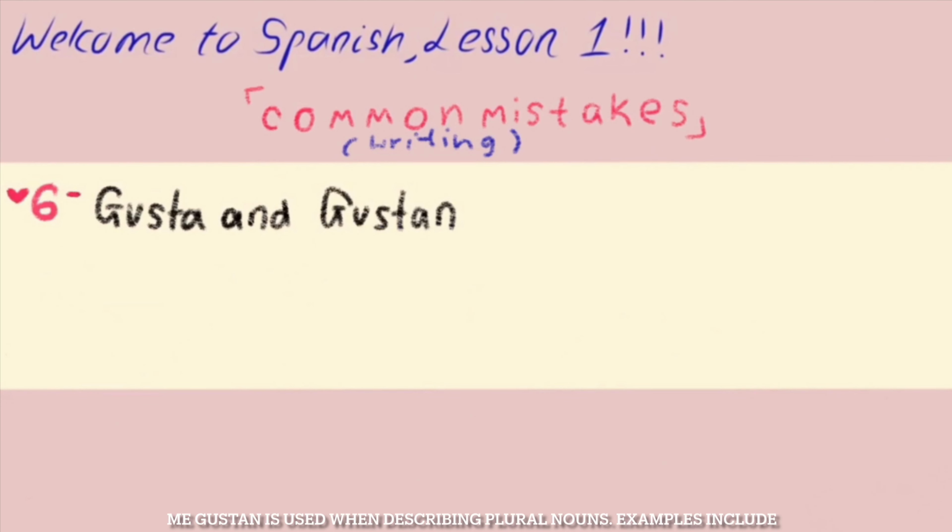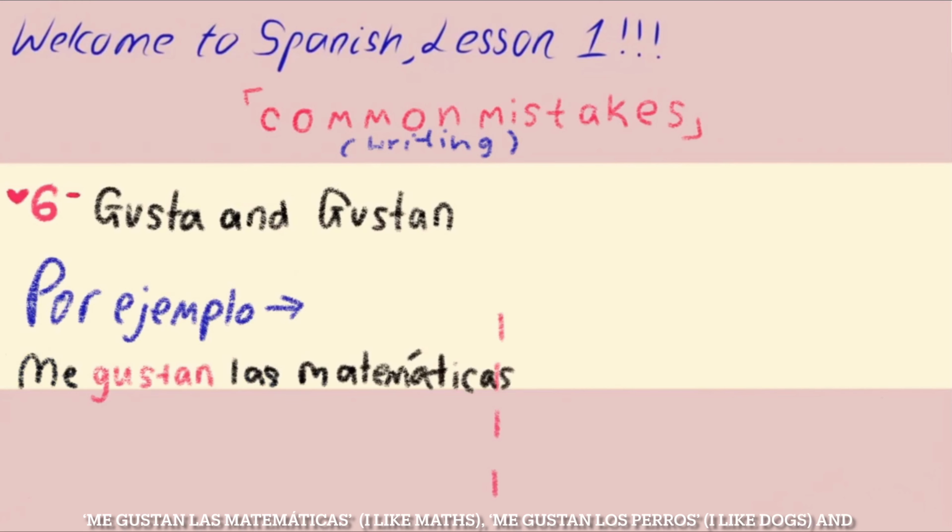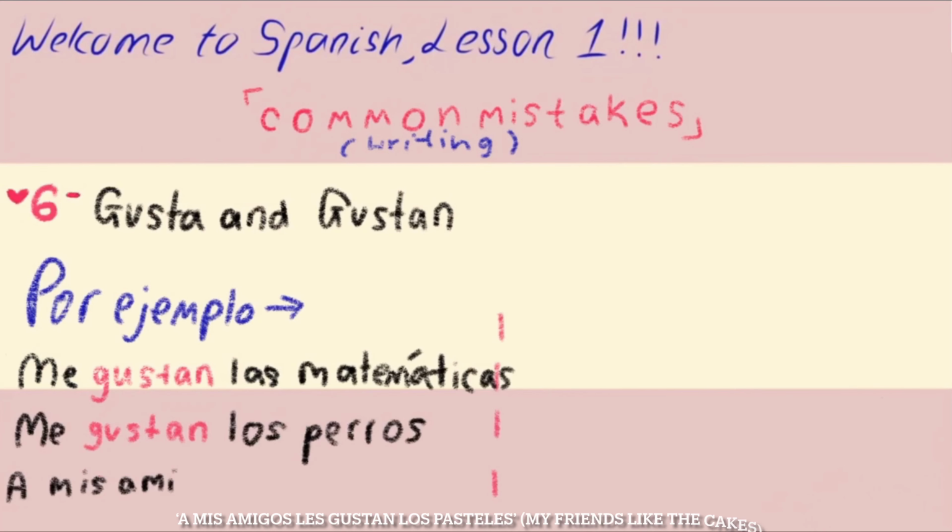Número 6, gusta versus gustan, again a simple yet overlooked mistake. Me gustan is used when describing plural nouns. Examples include me gustan las matemáticas, I like maths, me gustan los perros, I like dogs. And a mis amigos les gustan los pasteles, my friends like the cakes.